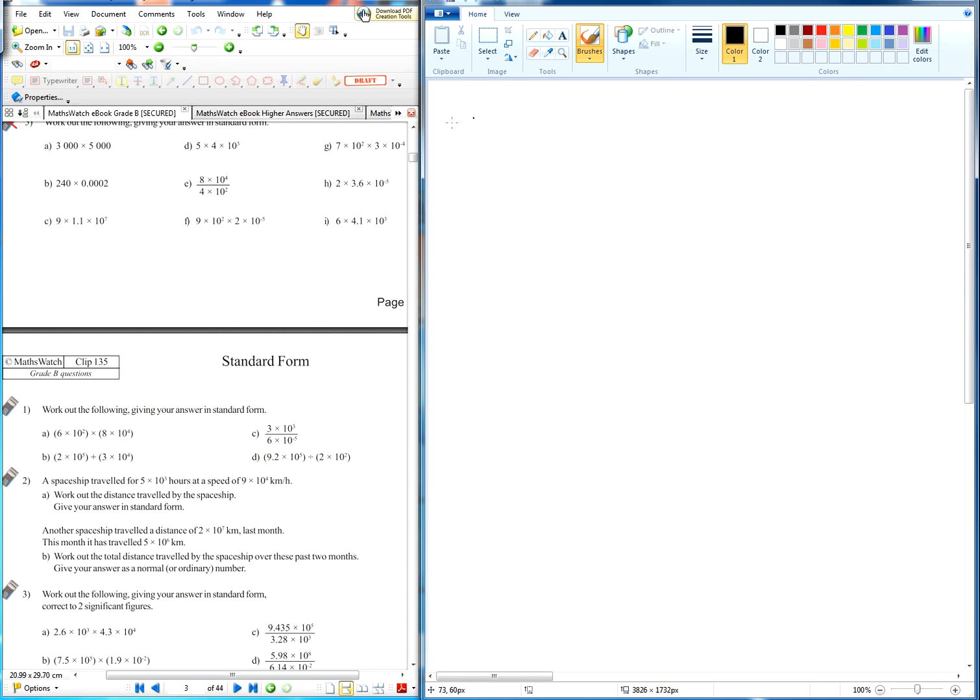So, for example, we look at this example here, 3,000 times by 5,000. Let's change it a bit. So let's do 4,000 times by 5,000. That's a calculation that you've got to work out without a calculator and then change it into standard form. So let's have a look how we would approach that.